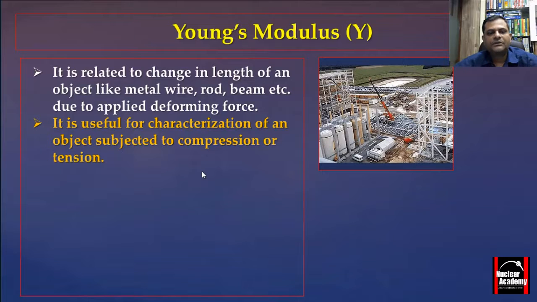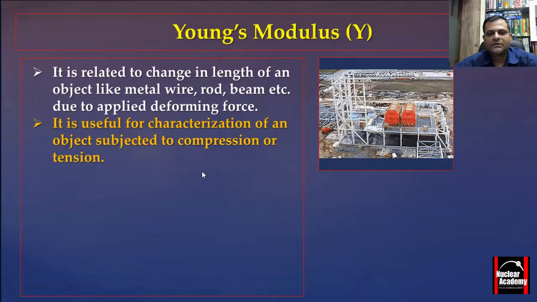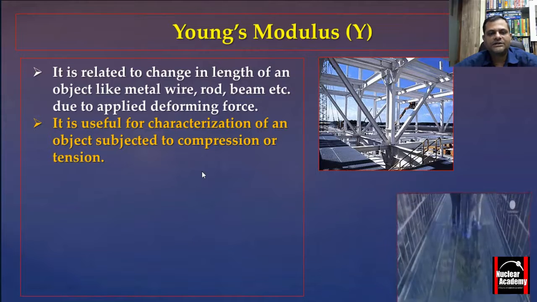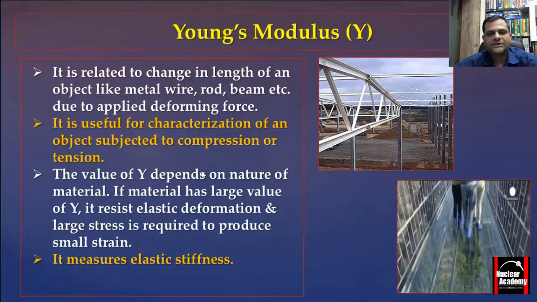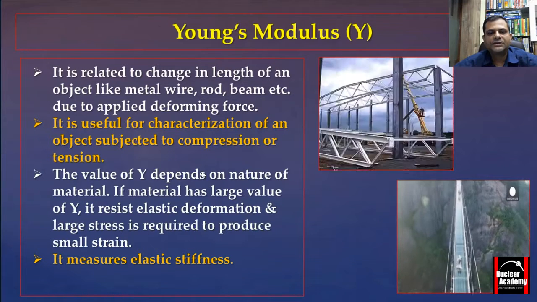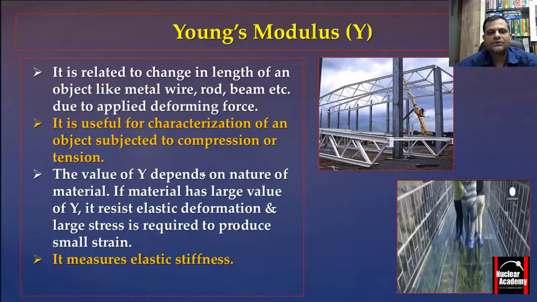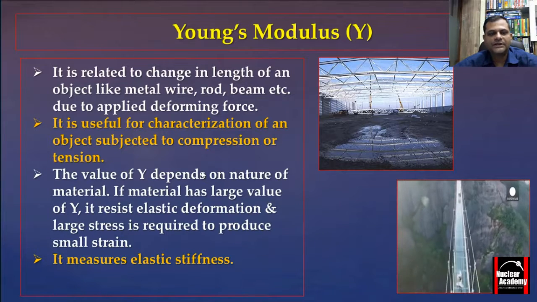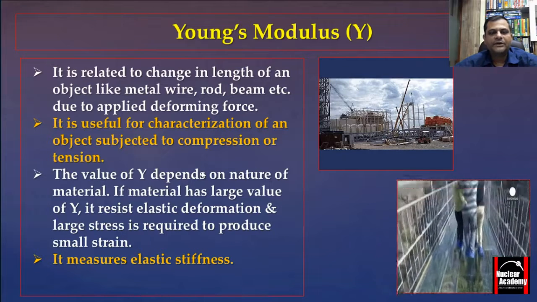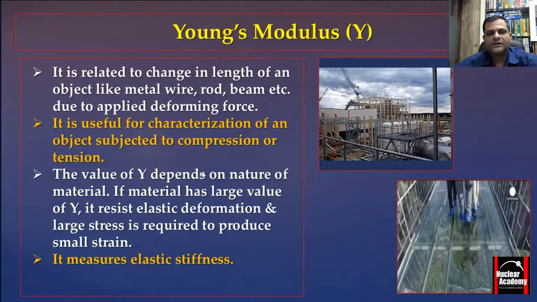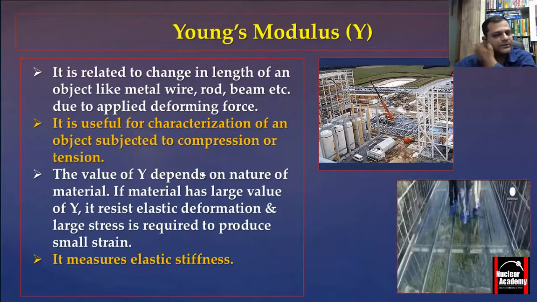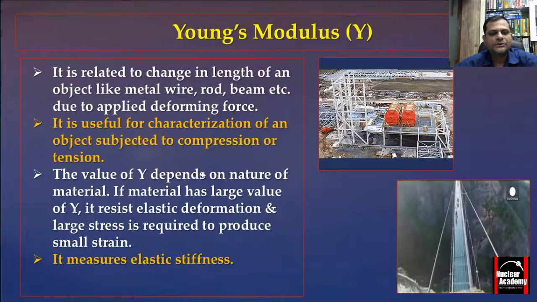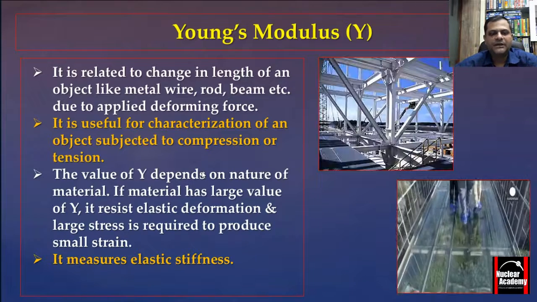Here is one important useful characterization of an object subjected to compression or tension. Whenever an object is subjected to tension or compression, the modulus of elasticity related to the stress or strain produced is called Young's modulus. Actually, the value of Y depends on the nature of the material. If the material has a large value of Y, it resists elastic deformation and a large stress is required to produce a small strain, and it measures the elastic stiffness of a body.